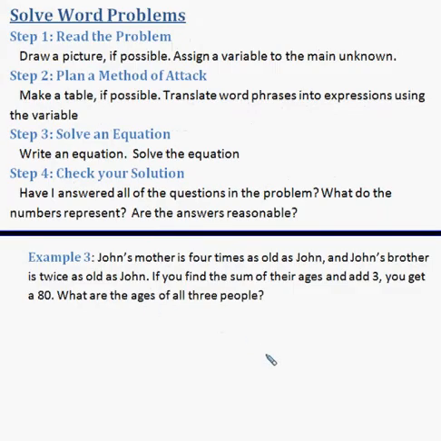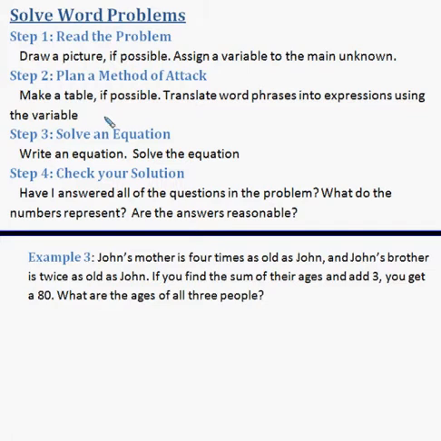Here we have a word problem that we're going to work through. I listed the different steps. The first step we want to do, we want to read through the problem and assign a variable to the main unknown, and we'll talk about that in a minute here. John's mother is 4 times as old as John. John's brother is twice as old as John. If you find the sum of their ages and add 3, you get 80. What are the ages of all 3 people?